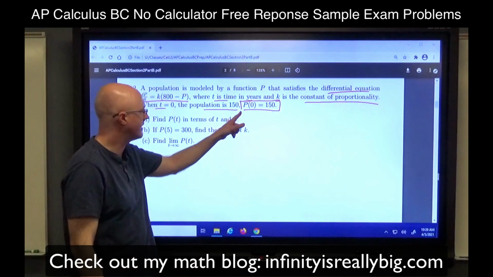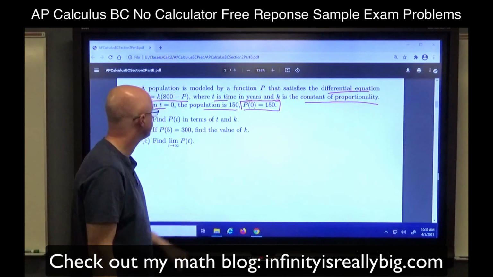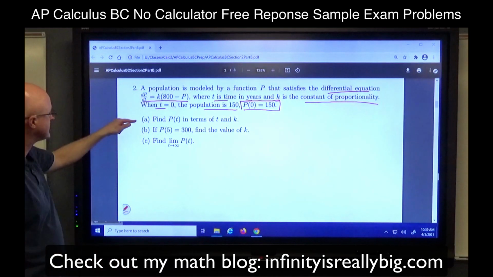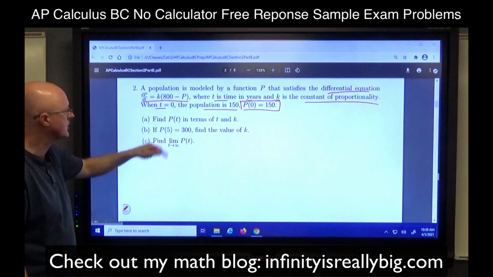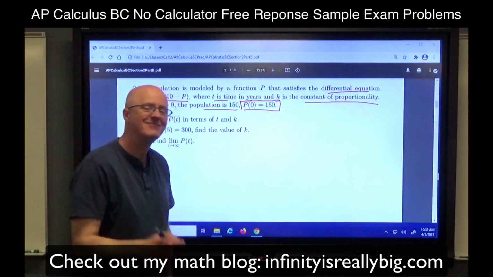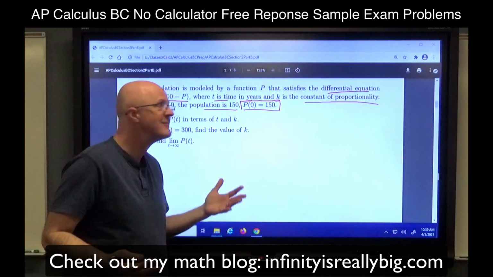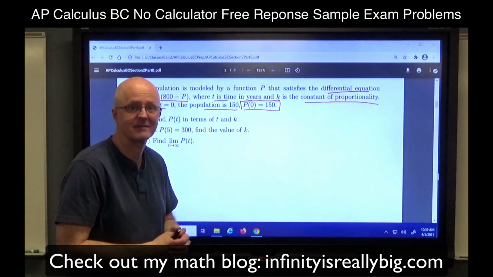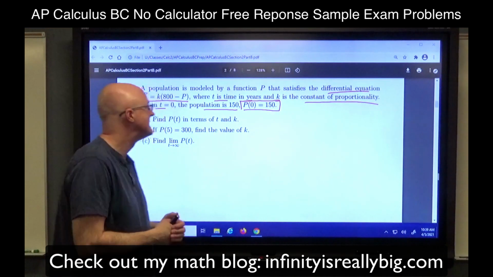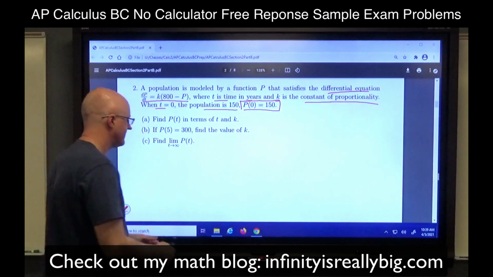Now I'm thinking about function notation here. I could have written it there as well. And that's emphasized in part A. Find p of t in terms of t and k. How? You actually could try to get away with guessing, and some people are quick enough to be able to guess this kind of thing, but most people are not. So what we need to do is solve the differential equation.